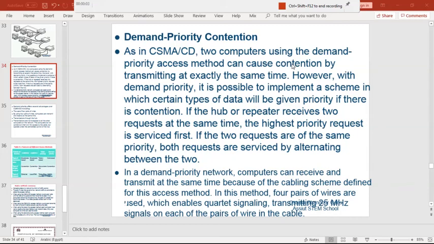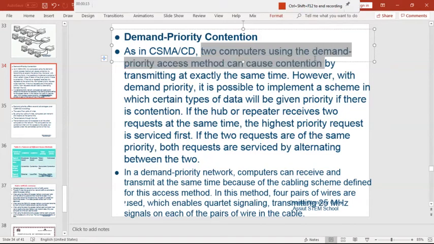Demand priority access method. As in the carrier sense multiple access collision detection method, two computers using the demand priority access method can cause contention by transmitting at exactly the same time. However, with demand priority, it is possible to implement a scheme in which certain types of data will be given priority if there is contention.